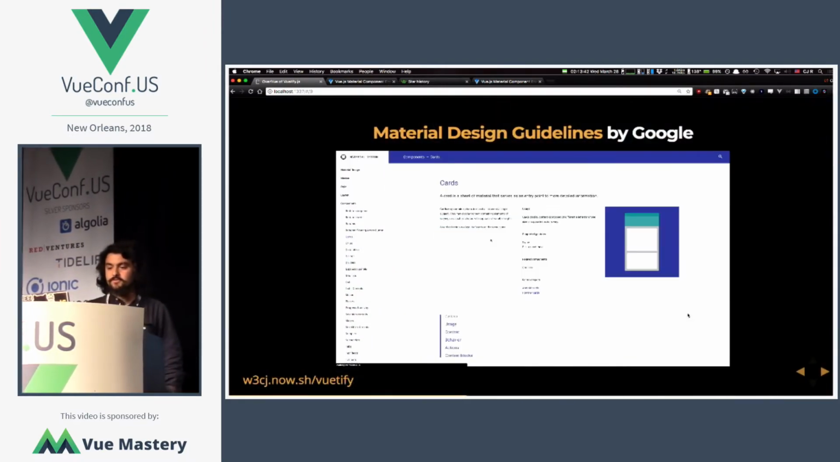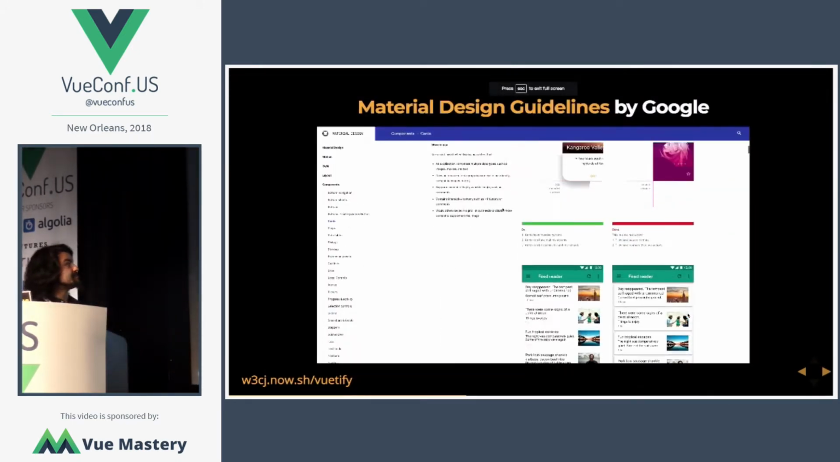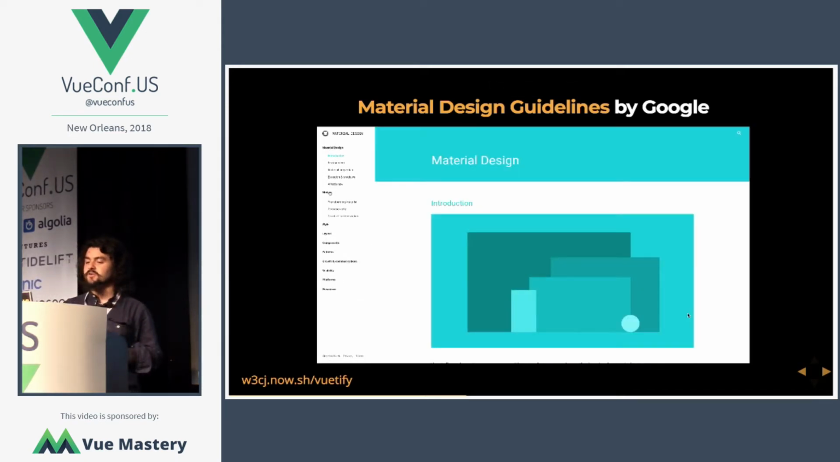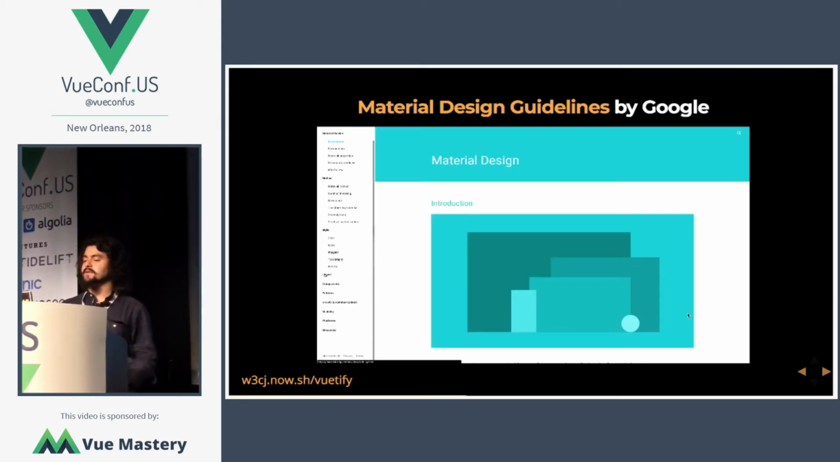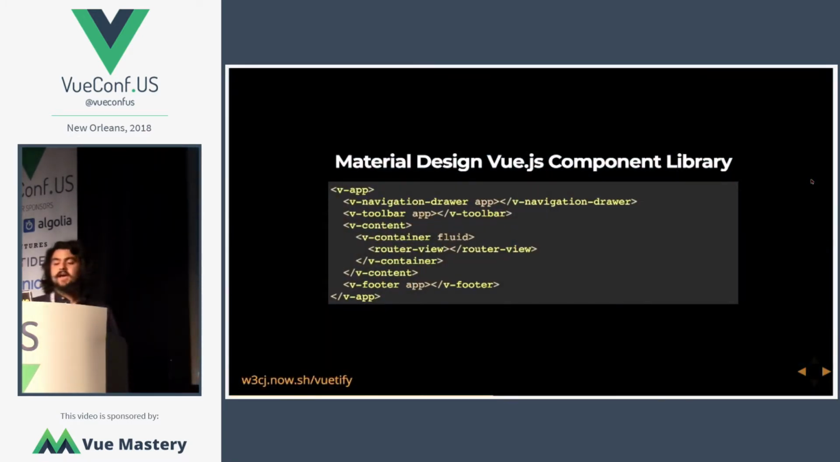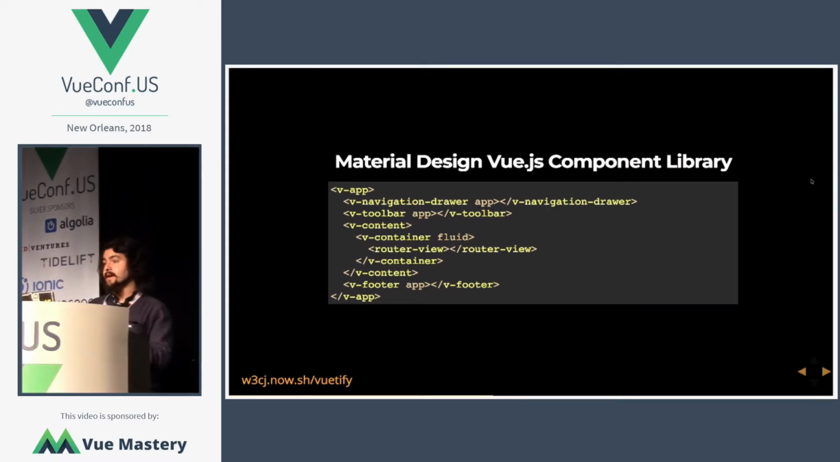You might be familiar with the material design guidelines released by Google, and this is a specification that describes material design. It's not actually an implementation, it describes do's and don'ts and what your components might look like, and Vuetify is an implementation of that specification. Once you bring it into your app, you get access to all sorts of components that exactly match up with the material design specification. So you get navigation drawers and toolbars and footers and lots of other different components. And your app starts to look like this once you start using it.